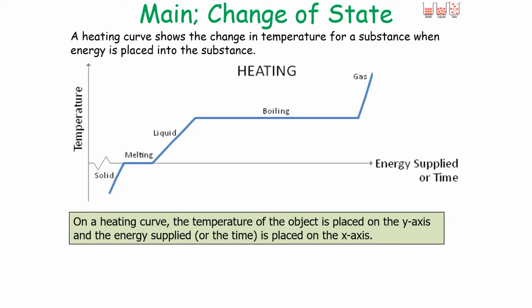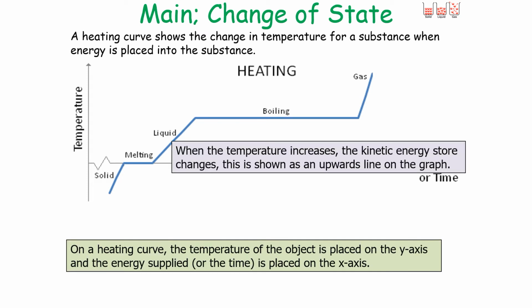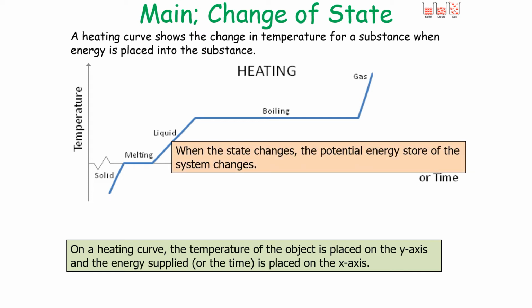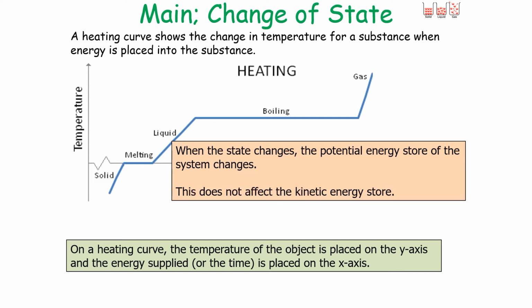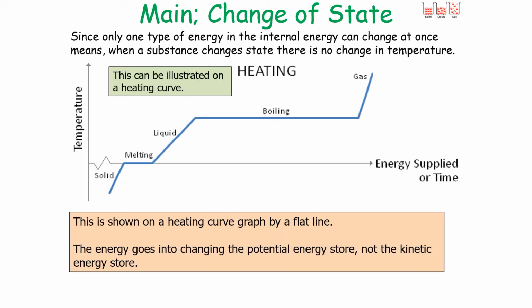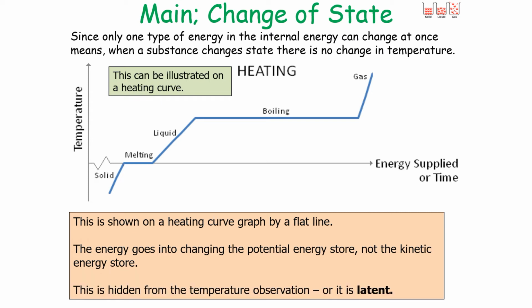Now a heating curve shows the change in temperature of a substance when energy is put into the substance. So when the temperature changes, the kinetic energy store changes, which is an upwards line on the graph. But when the state changes, the potential energy store of the system changes, which doesn't affect the kinetic energy store, so it doesn't affect the temperature of the system. You can see this on a heating curve as a flat line, because the energy is going into changing the potential energy store, not the kinetic energy store.